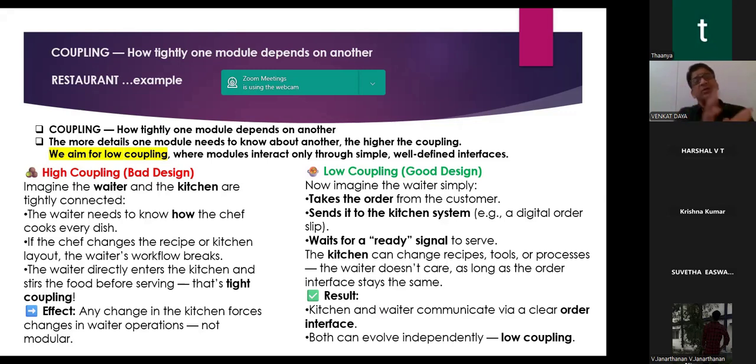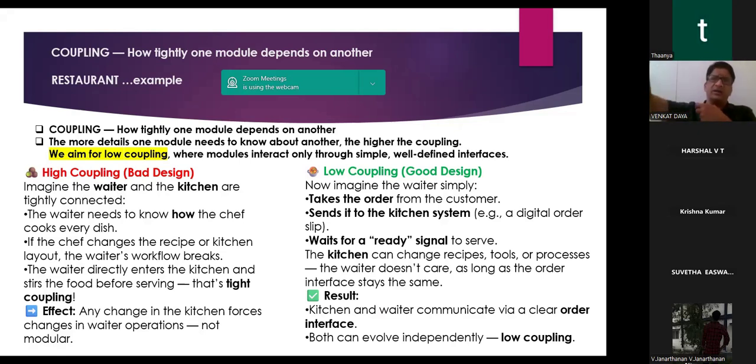Now look at the good design. Low coupling, right? The duty of the waiter is just to take an order from the customer. There's a person sitting at the restaurant at the table. So he just takes the order. He simply sends that to a kitchen system. So it just goes to the kitchen, right? Maybe a digital order, or you write something and then pass it on, right?